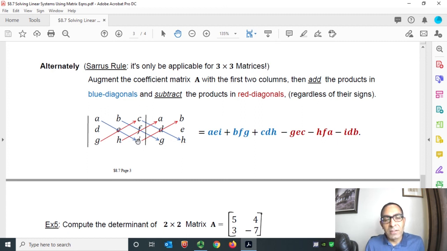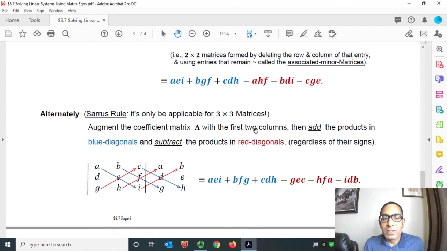First multiply this blue diagonal, which is a times e times i, AEI. Then add another blue diagonal result. So here, AEI plus BFG plus CDH, and then subtract, putting a minus sign, the products along the red diagonals. So here, minus GEC, minus HFA, minus IDB. By the way, these two turn out to have the same forms here.